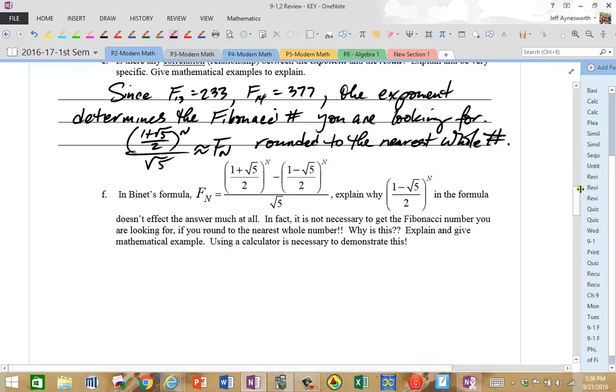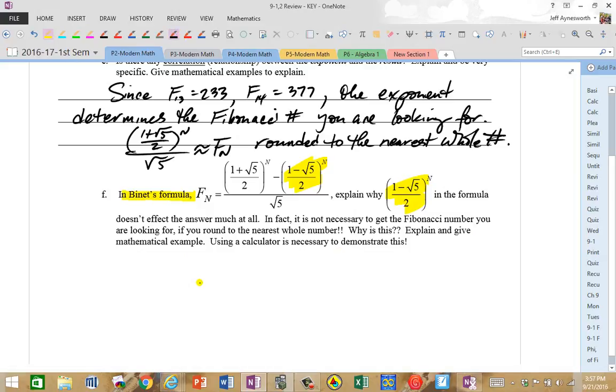All right, so the next big question is this. In Binet's formula right here, explain why this second portion of the formula doesn't affect the answer much at all. In fact, it is not necessary to get the Fibonacci number you're looking for if you round it to the nearest whole number, which is what I just did earlier. Why is this? And explain through a mathematical example.